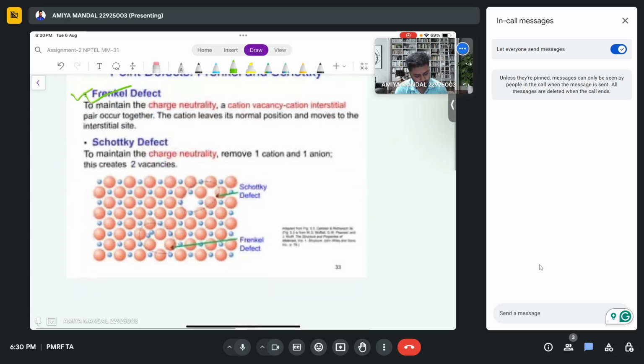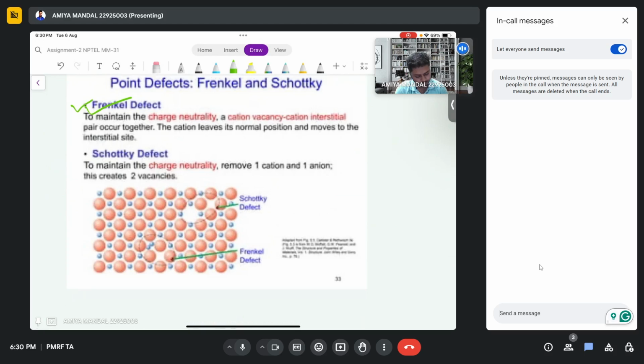for Frenkel defect, what have we seen? You can see this blue ball in sodium chloride. The blue balls have been shifted to the interstitial sites, that is Frenkel defect. But no extra positive or negative charge has been created inside the crystal. So this is charge neutral. The cation vacancy and cation interstitial occur together. This is Frenkel defect. And what is Schottky defect?